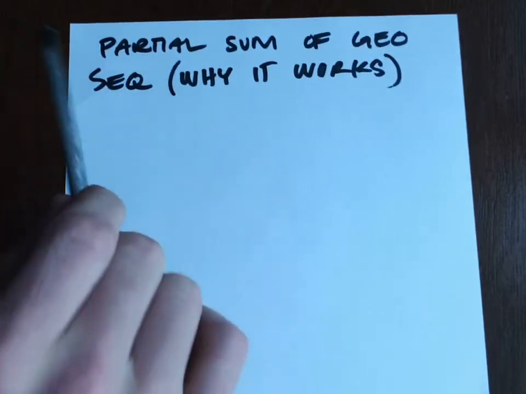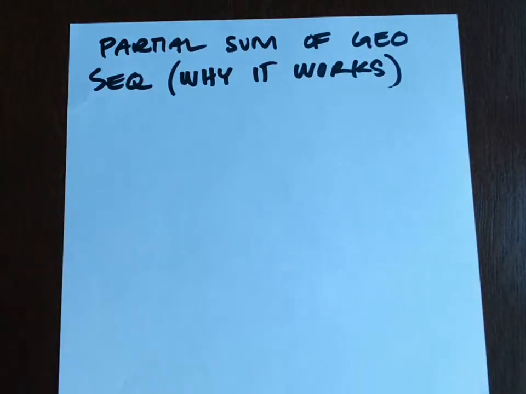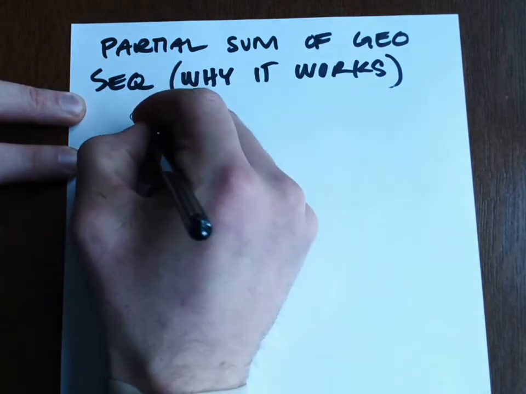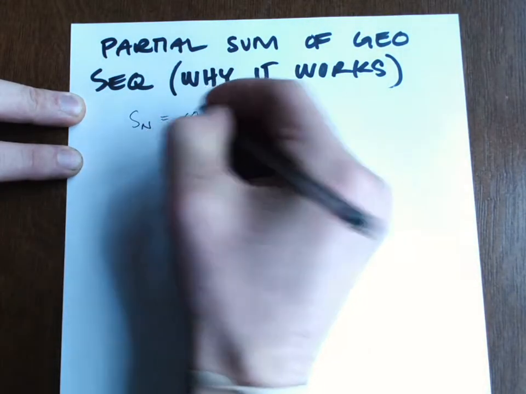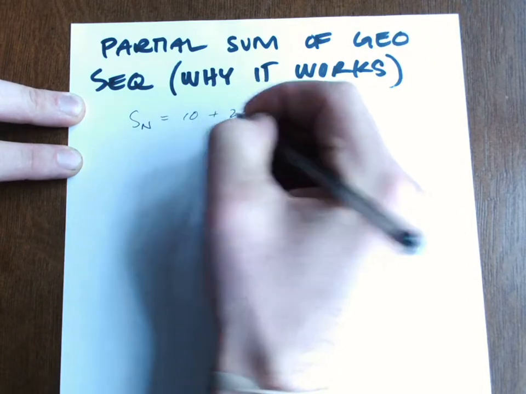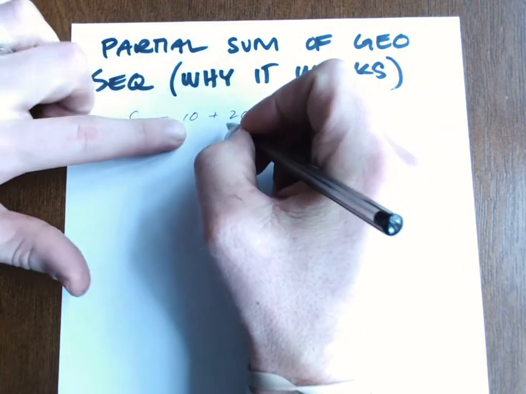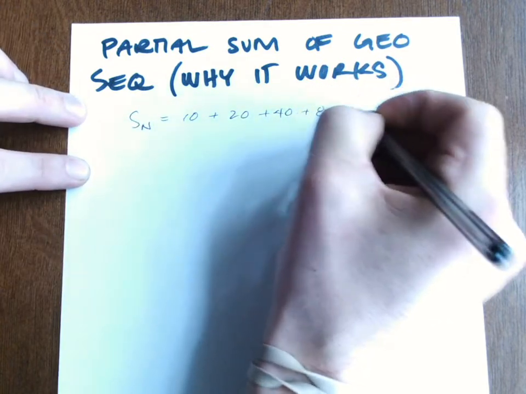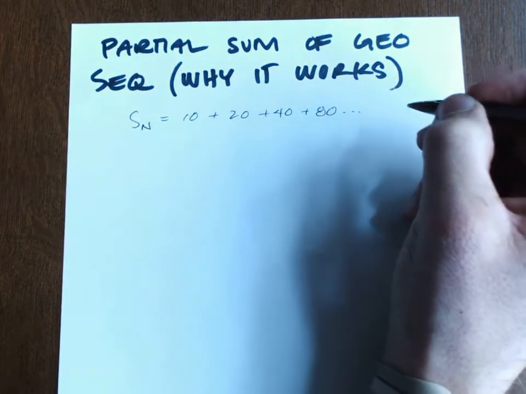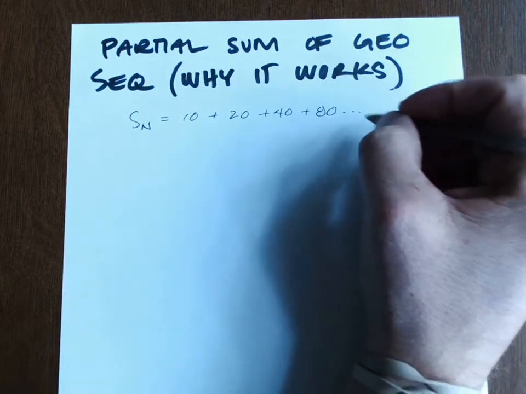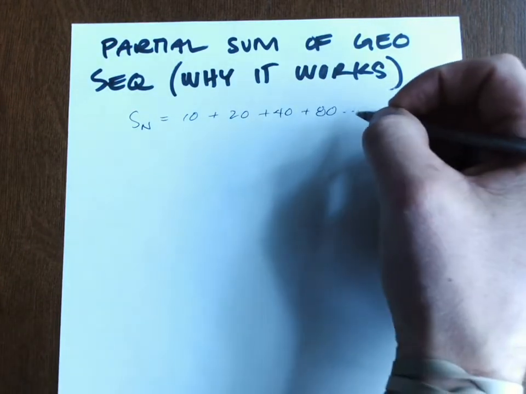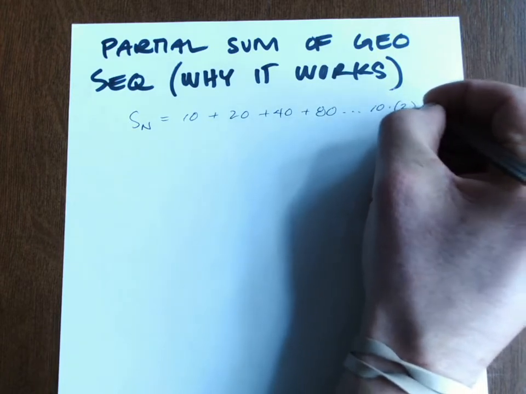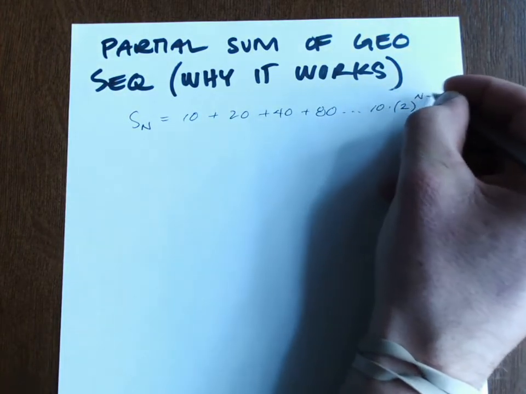All right, so we're going to explain the partial sum of a geometric sequence and why it works. Let's use the sequence that goes 10, 20, 40, 80, and so on, all the way out to the last term. And the last term is going to be 10 times 2 to the n minus 1, because the ratio is 2.